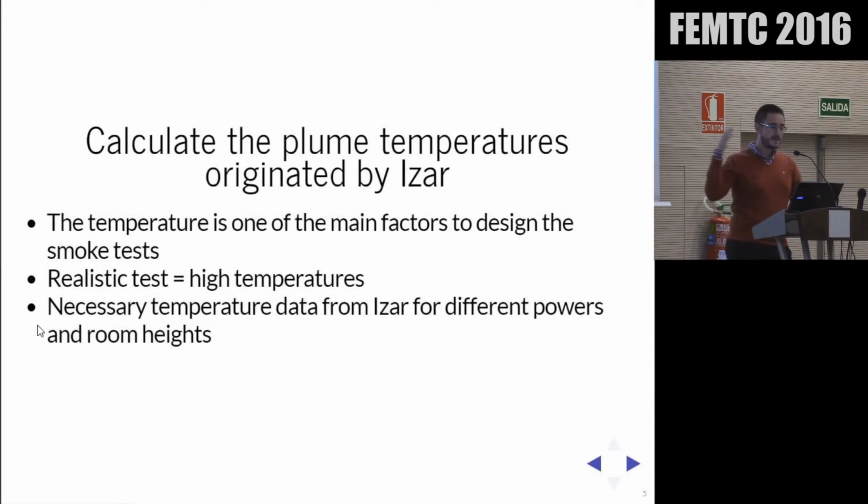Our aim was to calculate the plume temperatures originated by the system, and the temperature is definitely one of the main factors when we are doing a hot smoke test. A realistic test means high temperature, or the highest possible temperature. If we want to represent the reality during a fire event, we will have very high temperatures. It's clear that we cannot reach these temperatures, but we should try to get as close as possible.